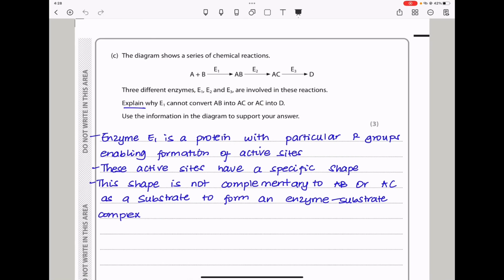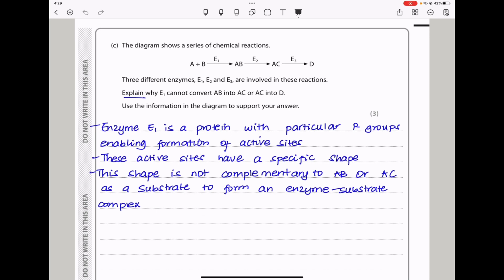Moving on. In part C, the diagram shows a series of chemical reactions. So here we see A plus B catalyzed by enzyme 1 to give us AB, which is catalyzed by enzyme 2 to give us AC. Again, AC catalyzed by enzyme E3 to give us D. So they say 3 different enzymes, E1, E2, and E3 are involved in these reactions. Explain why E1 cannot convert AB into AC or AC into D.